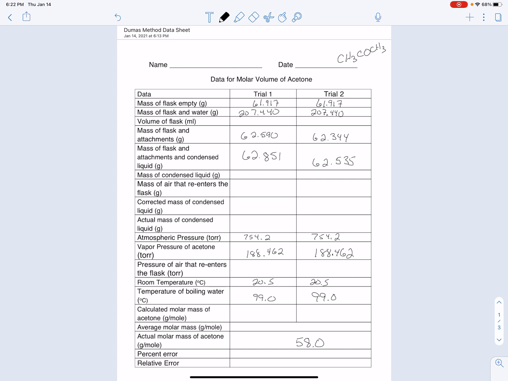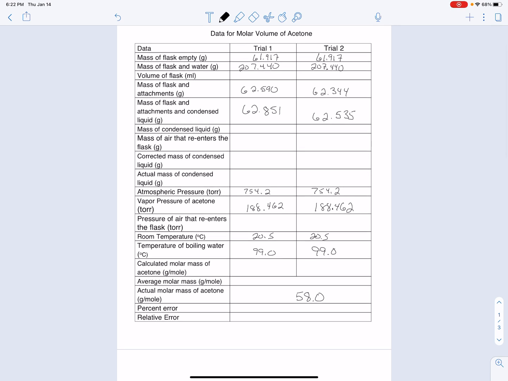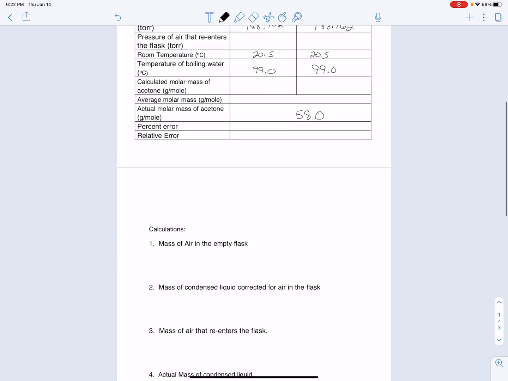I have room temperature, the boiling temperature of water, and acetone itself is CH3COCH3. And so I can take that formula, add everything up, and I get an actual molar mass of 58 grams per mole. Well, I also want to now then kind of move to our calculations, and I'll look at trial 1. You can then do your own calculations for trial 2. So here we have the first one.